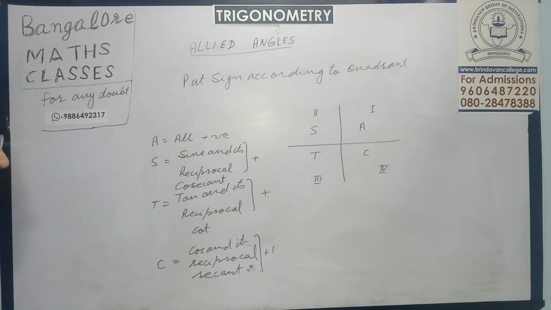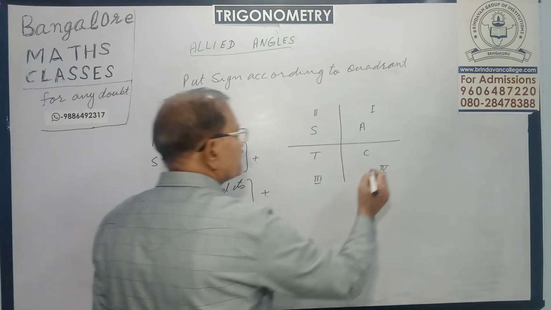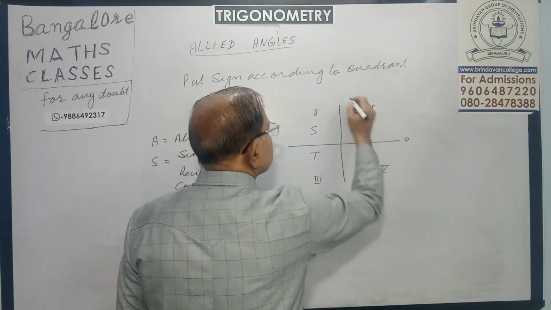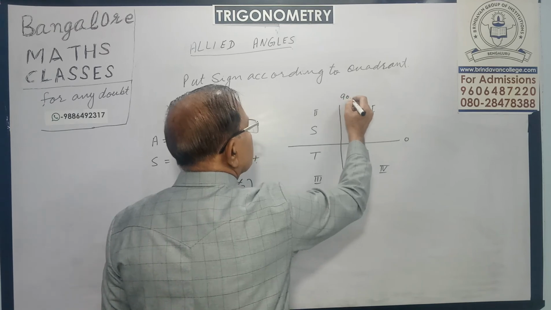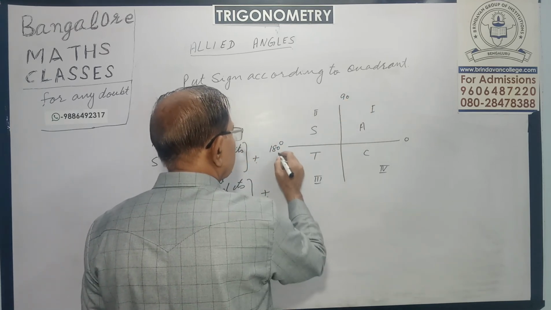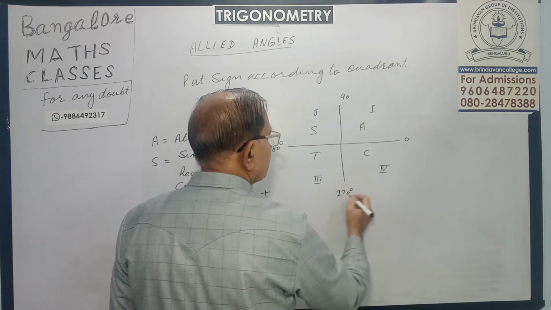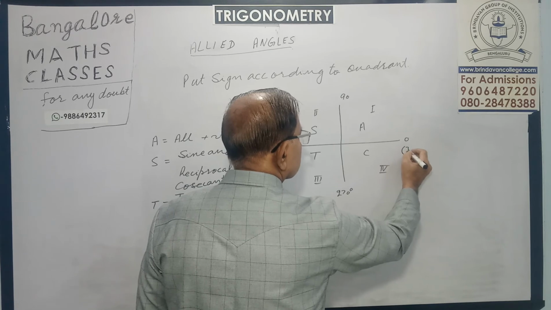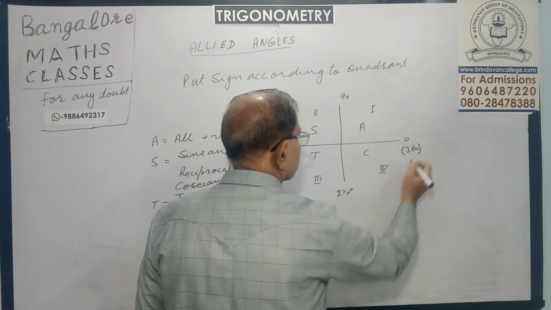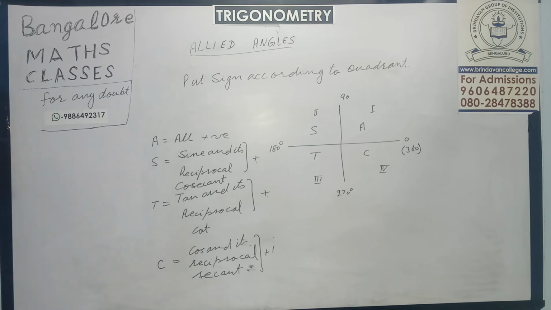I think I have done this already: how to put sign in the quadrant. The first quadrant is from 0 to 90. The second quadrant is 90 to 180. The third quadrant is 180 to 270. The fourth quadrant is 270 to 360. So these are the quadrants.